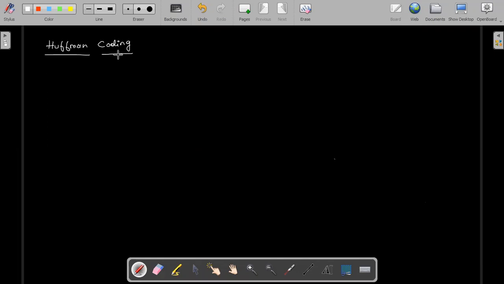So what is this Huffman coding? It has one more name. I will tell you later. Even many teachers don't know that. I will tell you, don't worry. What is this exactly? Huffman coding is nothing but, think like that.